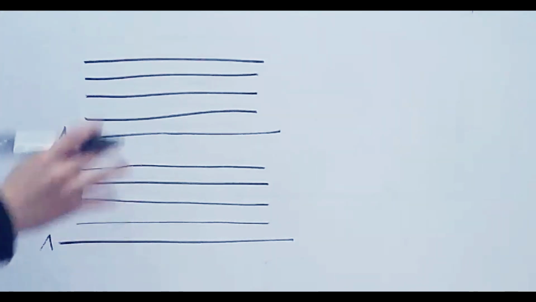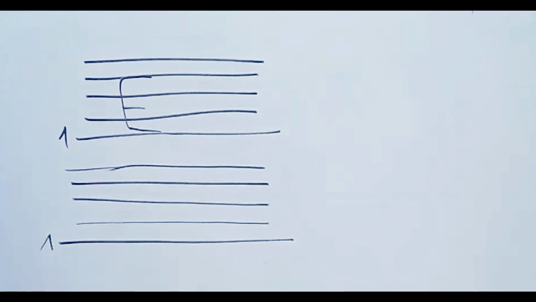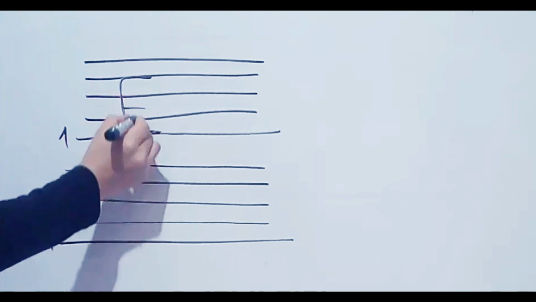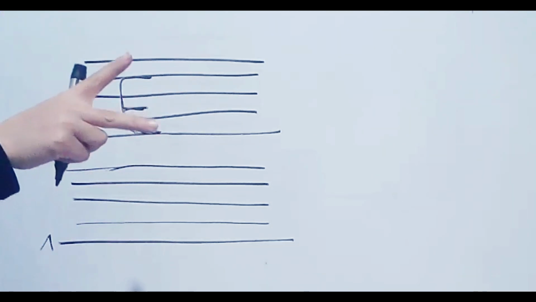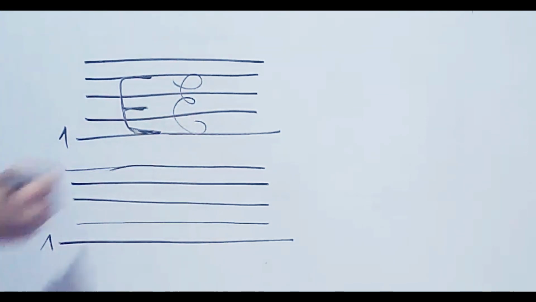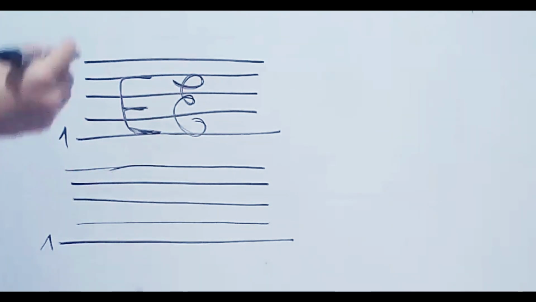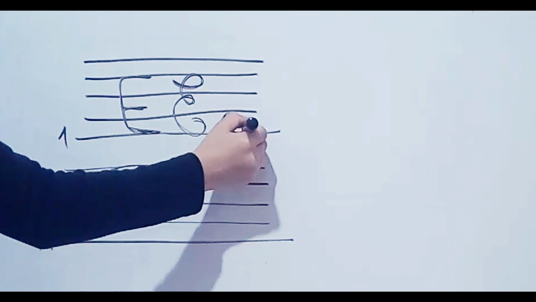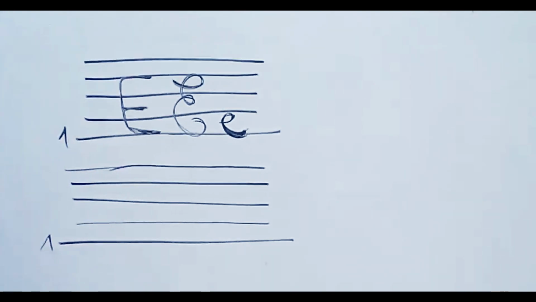Capital letter E. This is the first way to write capital letter E. It's so simple, simple and clear. We have another way to write the capital letter E, which is this. The small letter E, like this. Okay, this is the small E.